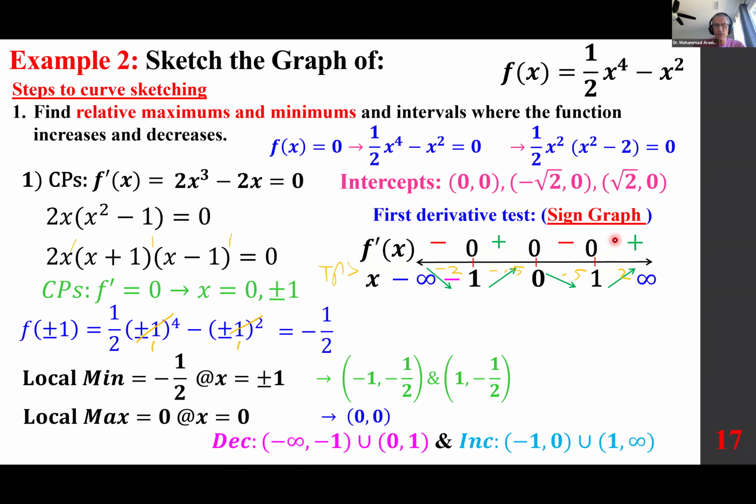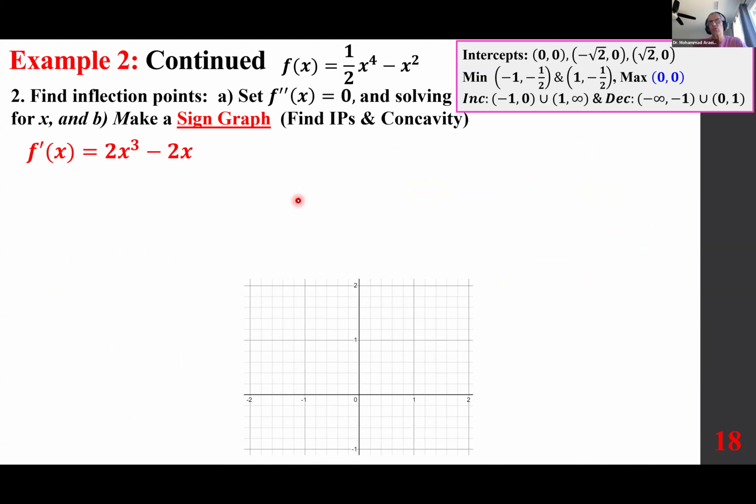So let's write everything here because we need to move on to the next page. Here's the function. Here's f prime. Here's the intercepts. Here's the minimum. Here's the maximum. Here's where the function is increasing. Here's where the function is decreasing. So we are repeating that for the sake of graphing on this page. We are going to move on to the inflection point, which means now we need to find f double prime.